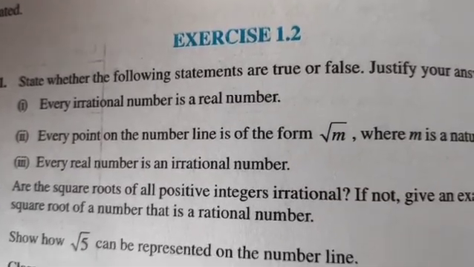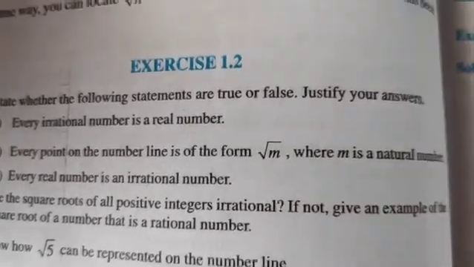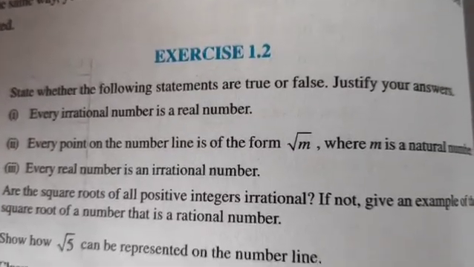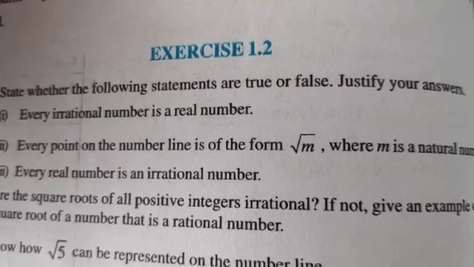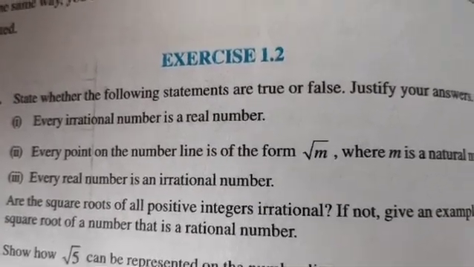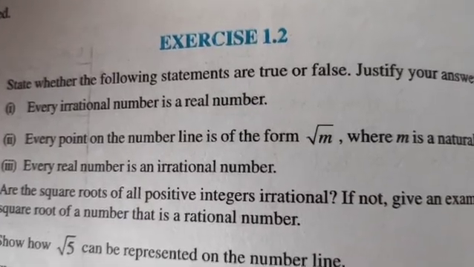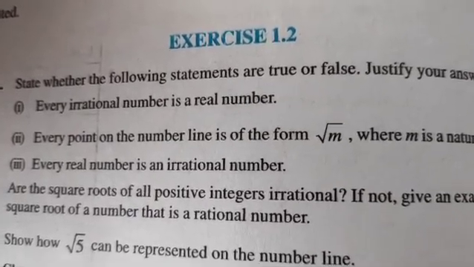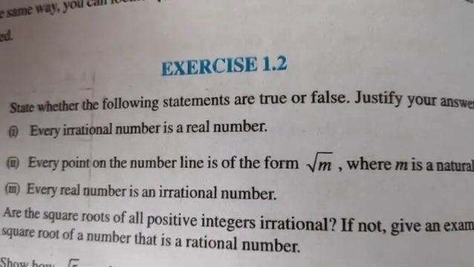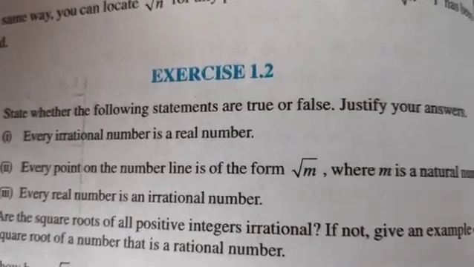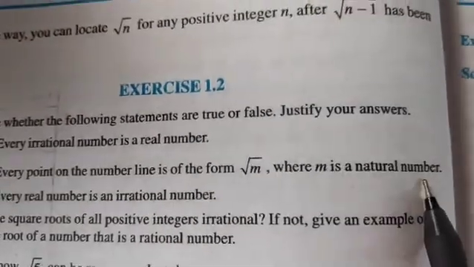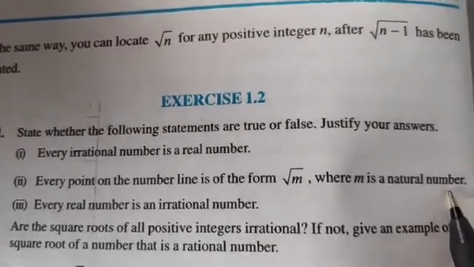Secondly, every point on the number line is of the form root m, where m is a natural number. That would be an incorrect statement. On the number line, all the numbers will not be root m type, because on the number line you have negative numbers also, and the square root of a negative number is not possible. So every point on the number line is of root m form is a false statement, where m is natural, they are saying, and a number line contains negative numbers also, 0 also. So that would be a false statement.